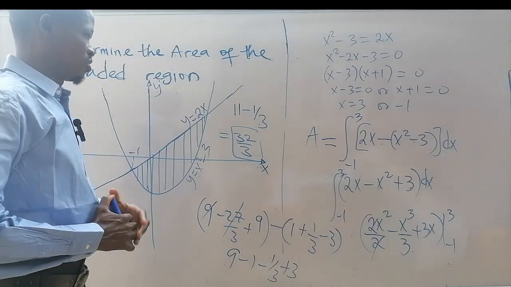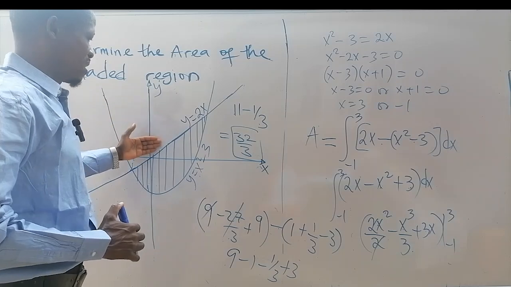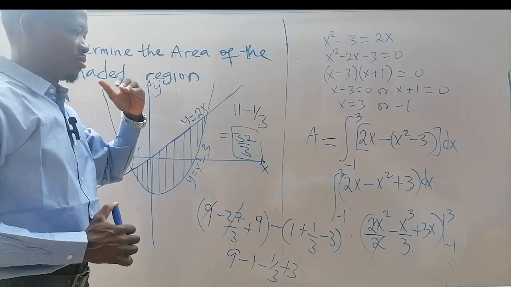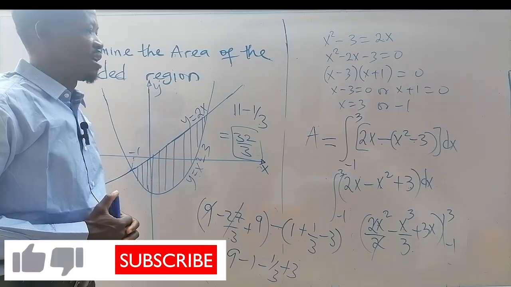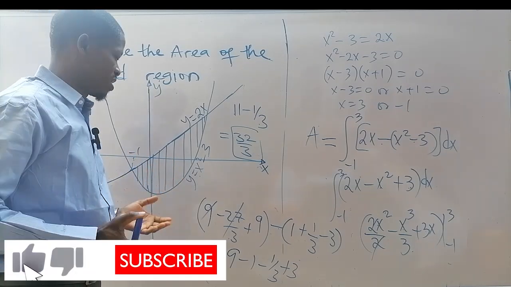So it's very simple. Find your point of intersection. After that, look at the graphs. Which one is on the upper layer? The one on the upper layer minus the one on the lower layer. You set up the area, then you do your integration and you get your answer.